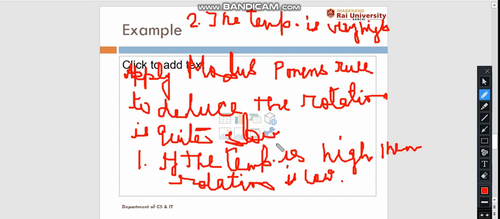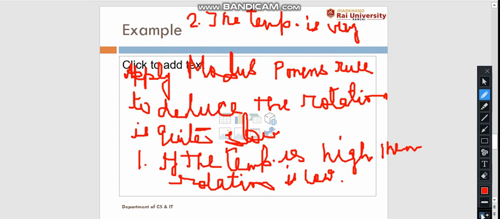So what is the modus ponens rule? It says that if x is A, then y is B. The first statement is that if the temperature is high, then the rotation is slow. The second statement is the temperature is very high. Then what do we have to conclude? That the rotation is quite slow. So how will we do this? Now this is the question. Please jot down the question and then we will solve it.